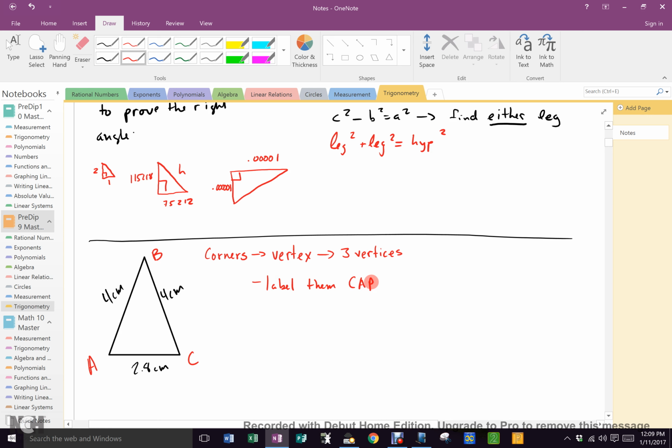capital. All right? Sides are across from your corners. And we label them small.